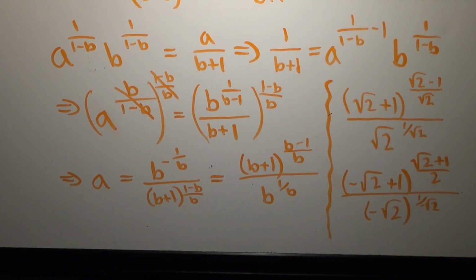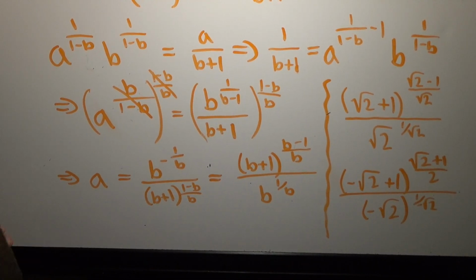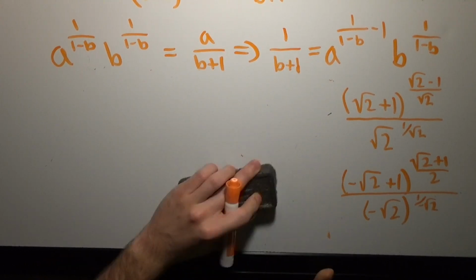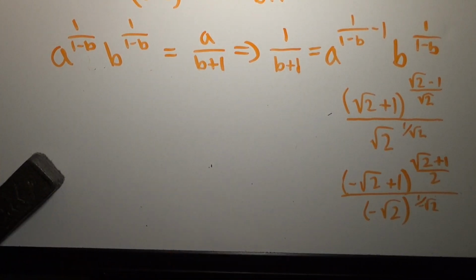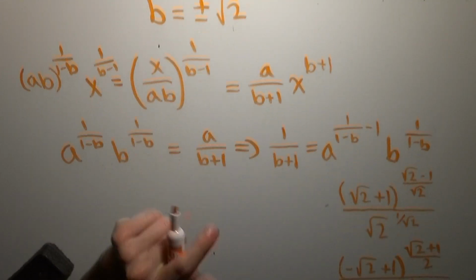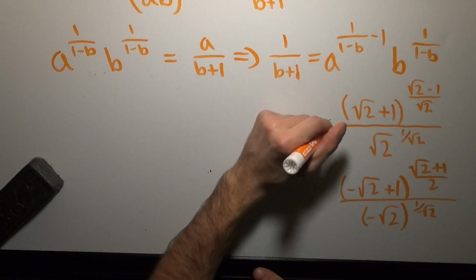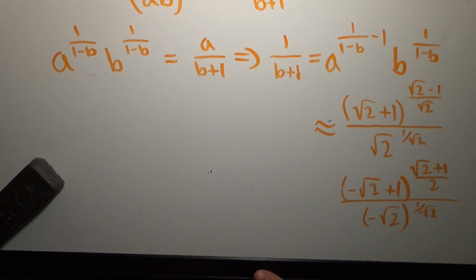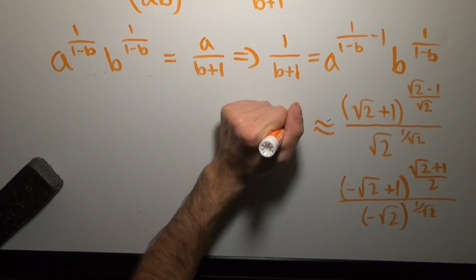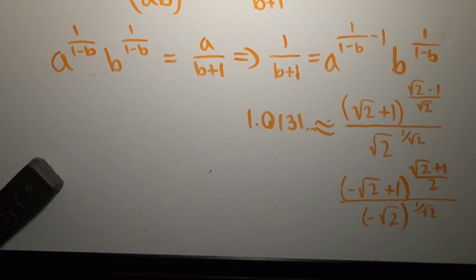And so since these are the two solutions for A in terms of B, we can plug them into Wolfram Alpha, of course, and we get a nice little approximation for these things. And so the coefficient A for when B is positive square root of 2, the power is positive square root of 2, the coefficient A is just about 1.0131, and that just sort of goes on forever. Of course, it's probably horribly irrational.